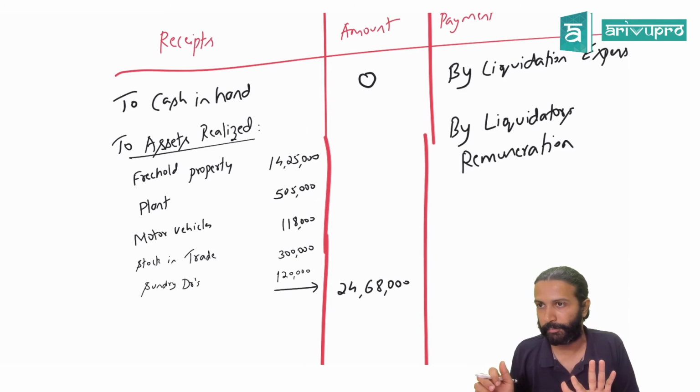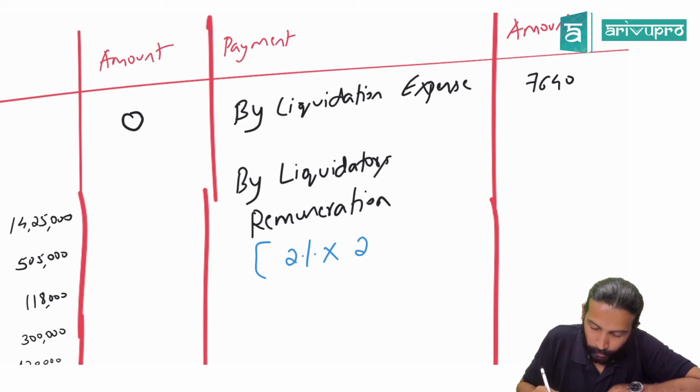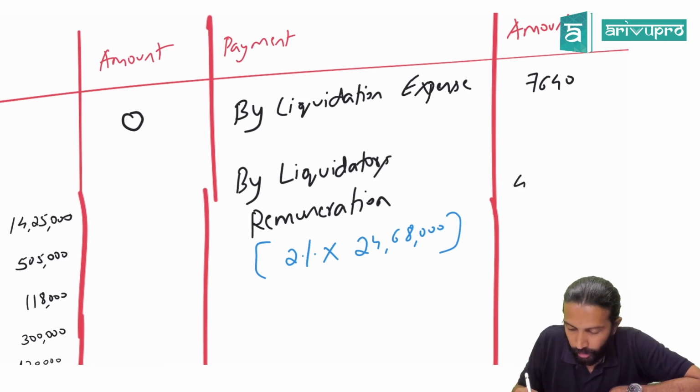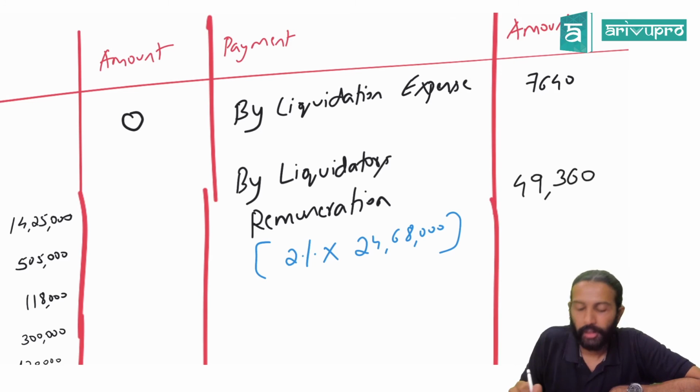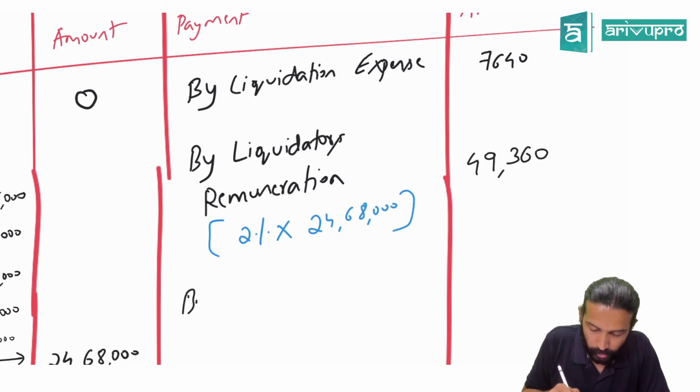Manageable, even if they have given. So remuneration will still be how much? Remuneration is 2%, no? 2% on assets realized. Asset realized is 24 lakh 68,000. So the value will be 49,360. Okay. Next you will pay to whom I have told, sir?